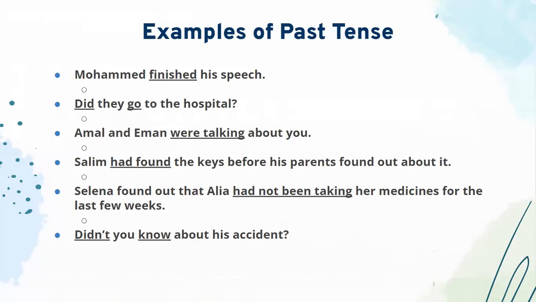Examples of past tense. Muhammad finished his speech. Did they go to the hospital? Amal and Iman were talking about you. Salim had found the keys before his parents found out about it. Selena found out that Alia had not been taking her medicines for the last few weeks. Didn't you know about his accident?